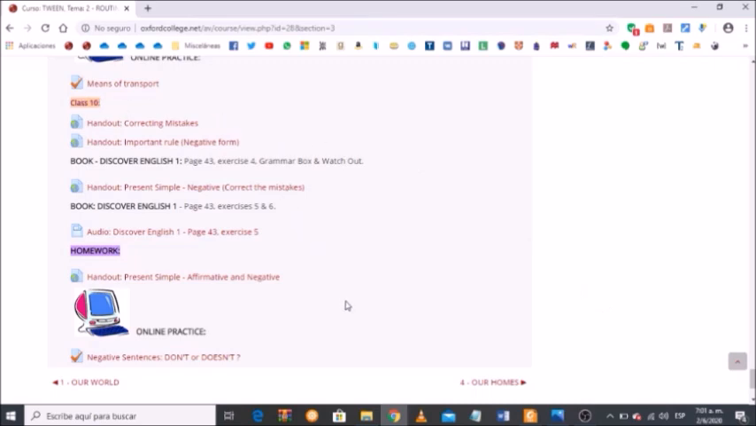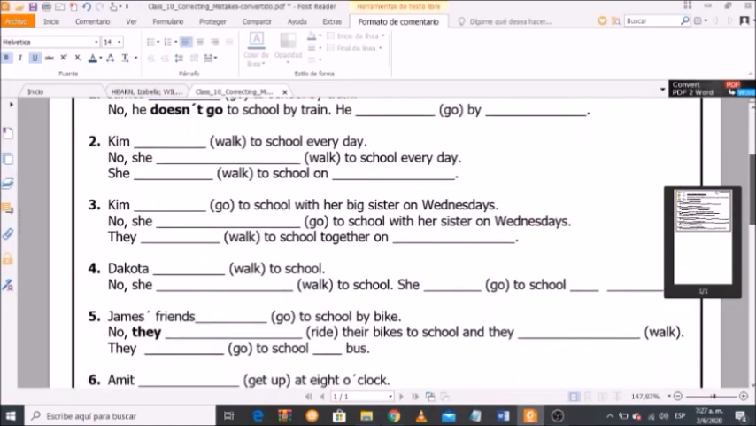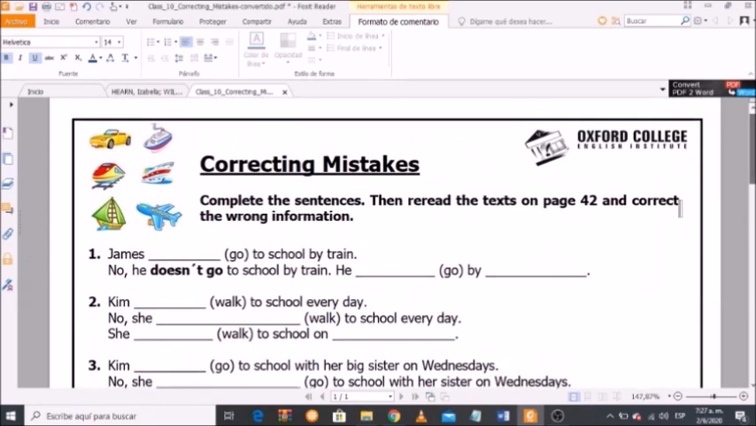So this is the class, and we are going to start with the handout called Correcting Mistakes. Okay, so this is the first handout that we're going to do. Let's go there. Okay, so this is the handout. It says Correcting Mistakes. Complete the sentences, then reread the text on page 42 and correct the wrong information.